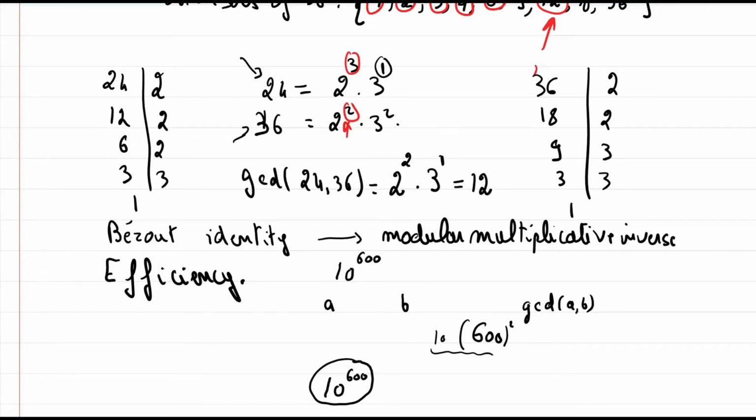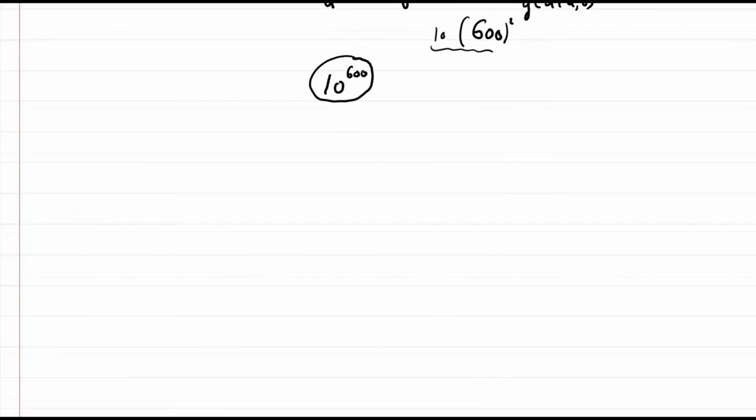However, with Euclid's algorithm, to calculate the greatest common divisor or the modular multiplicative inverse, you don't need to find the prime factors. That's why it's interesting. So how does it work? It all starts with the following remark.